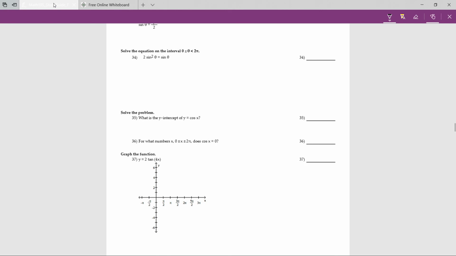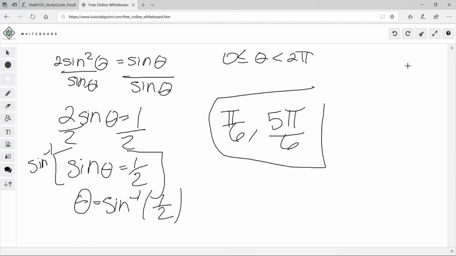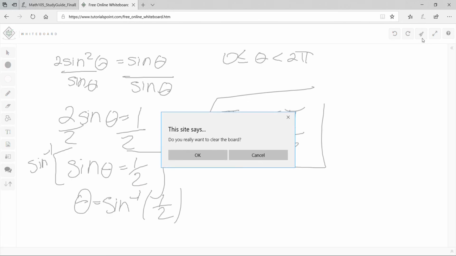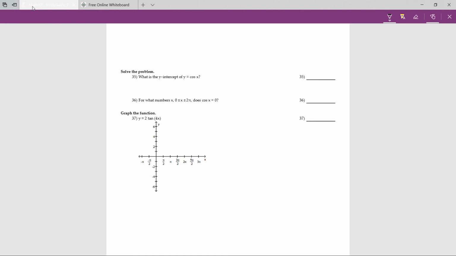So what is the y-intercept of cosine x? The y-intercept of cosine x is just (0, 1). Actually, I could write it right here. So a typical cosine graph will look something like this.